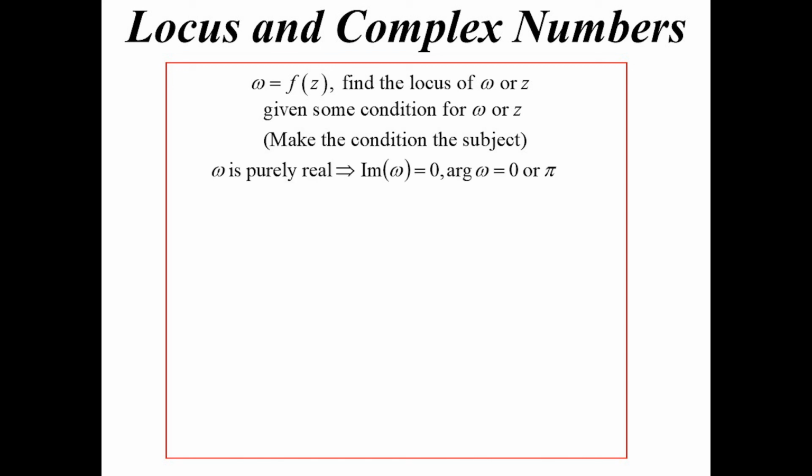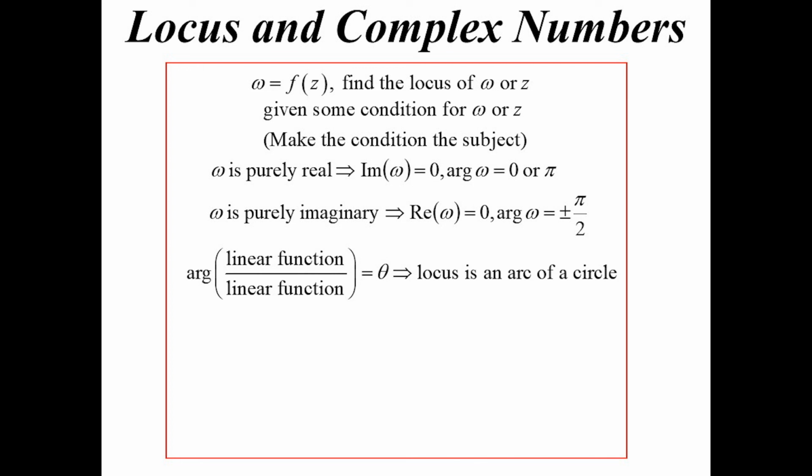Some common ones we see, some ideas. If we're told omega is purely real, then what can I take from that? Well, I know then my answer's imaginary part will be 0. Or if I think about the argument, it must be 0 or pi. So I can use those ideas. If I know the answer is going to be purely imaginary, then I know the real part is 0, but with the argument, it must be plus or minus pi on 2.